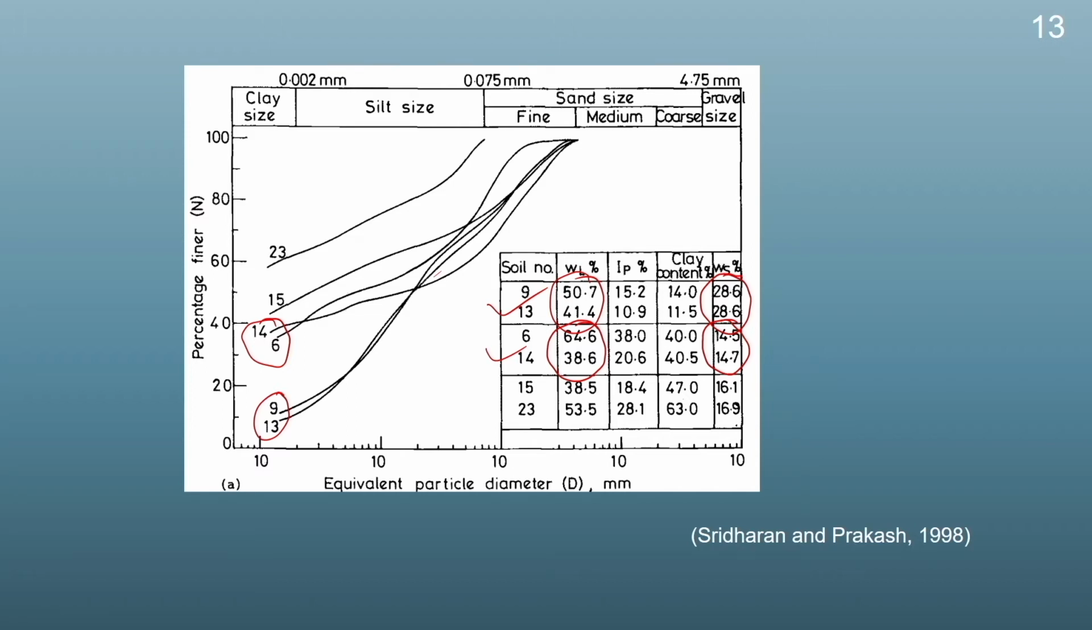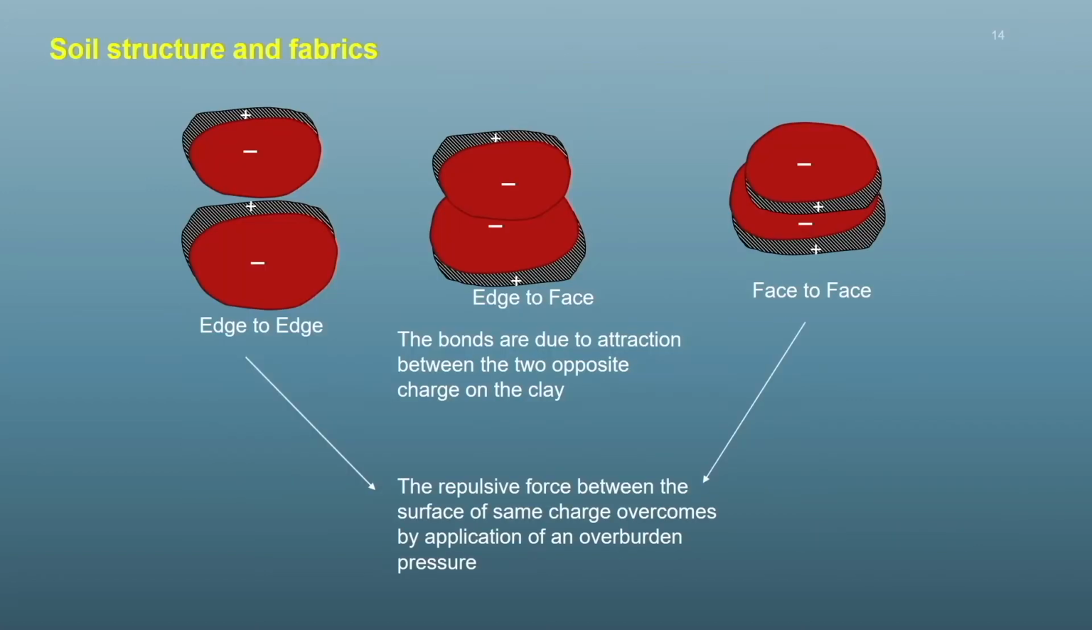And therefore, a tighter packing will give less amount of shrinkage in comparison to a loose packing containing a large number of voids, which will give a very high value of shrinkage of the soil. The next factor which comes is the soil structure and fabrics. So, again this is another most important factor which controls the shrinkage behavior of the soil.